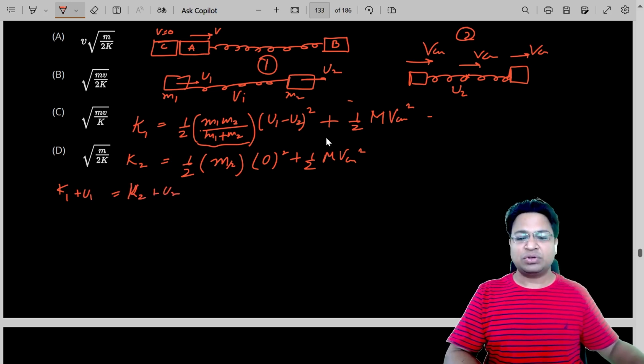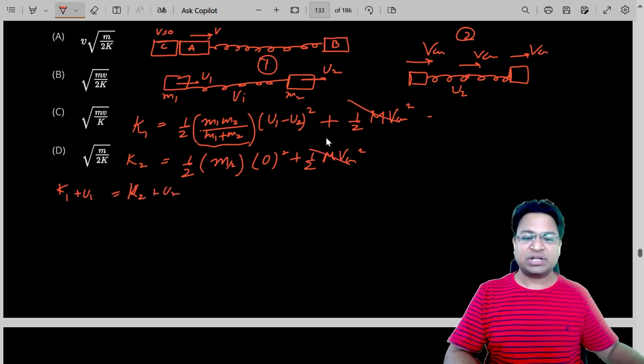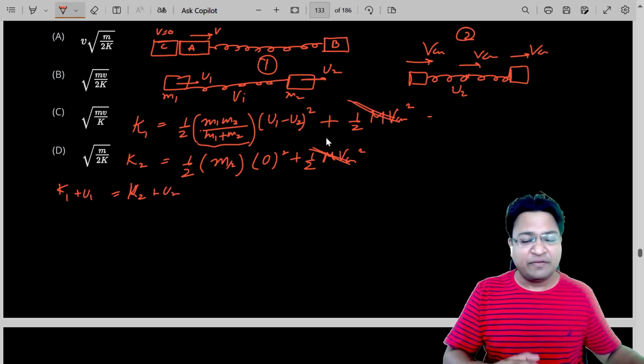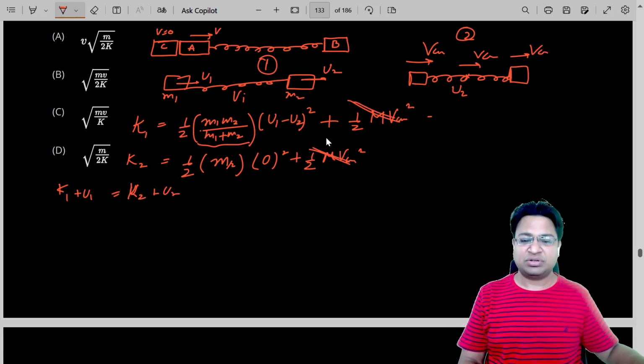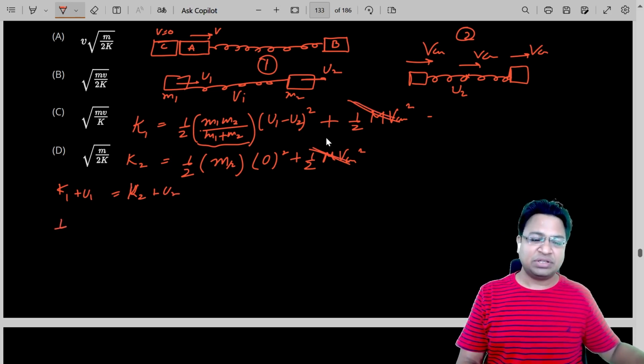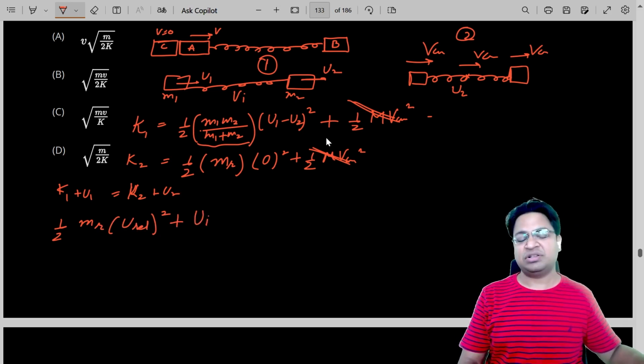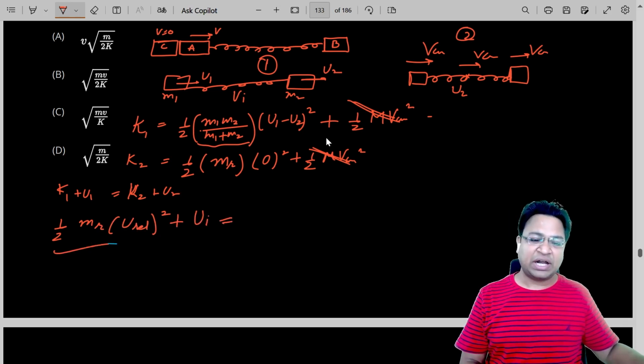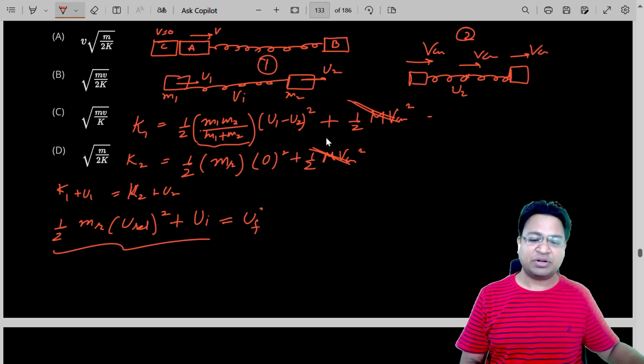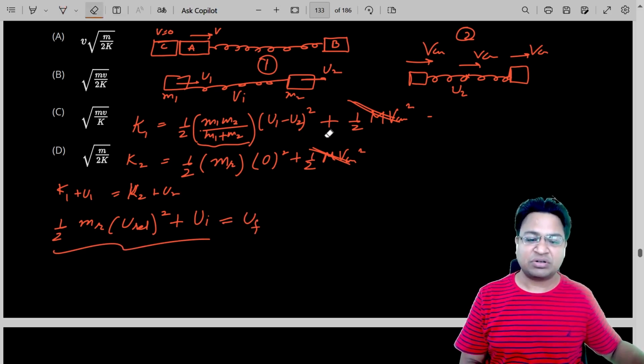And when you do that, you notice that this term is going to get cancelled. On the K1 side and on the K2 side, this term is the same because VCM doesn't change in these situations. So ultimately, what we are left with is half into reduced mass into u relative squared, plus if there is any energy in the spring, this entire thing becomes the energy of the spring at the maximum compression or the maximum elongation.